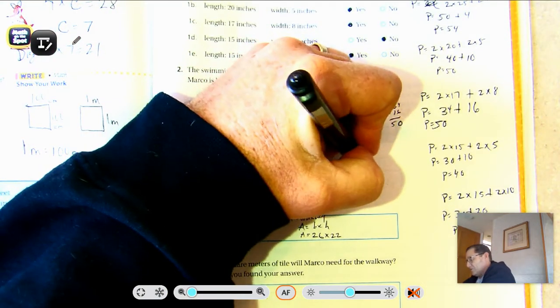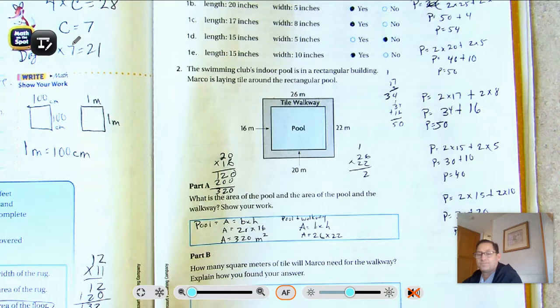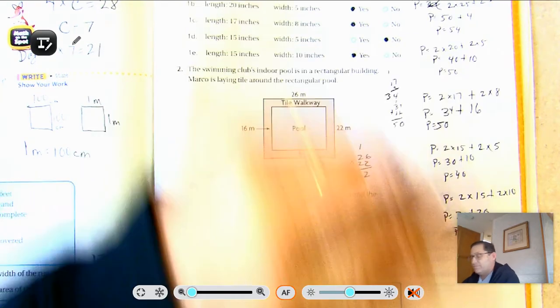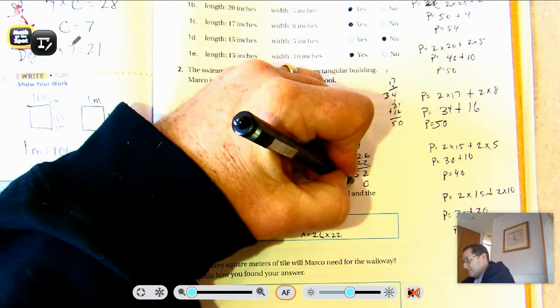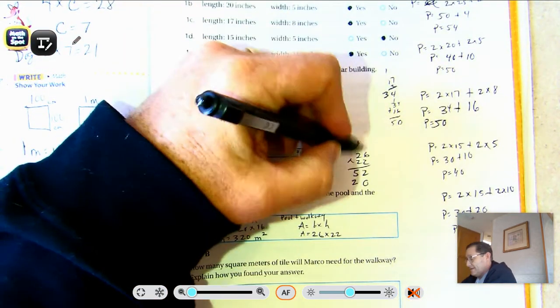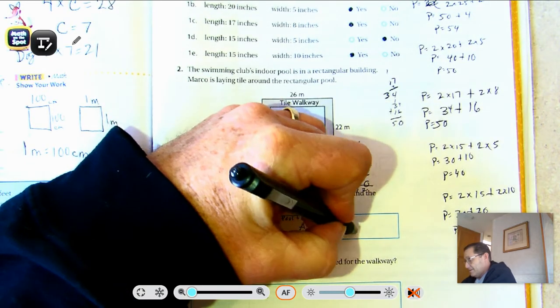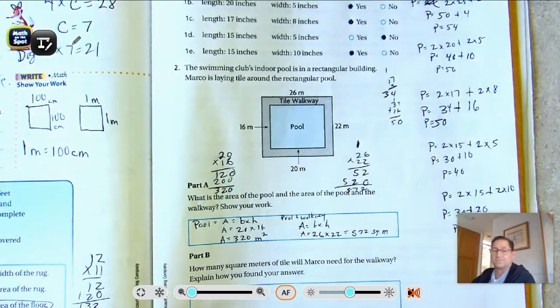26 times 22. 2 times 6 is 12. 2 times 2 is 4, plus 1 more is 5. We're now going to multiply 26 by 20. So 2 times 6 is 12. Regroup to 1 ten. We get 5. So 572 square meters.